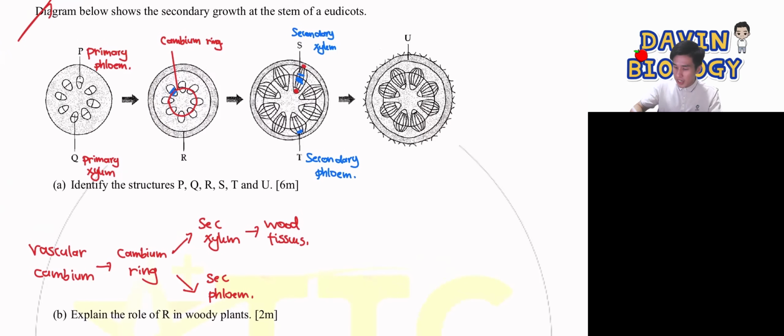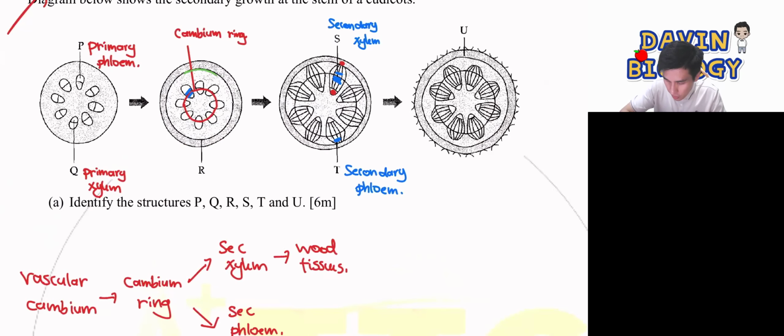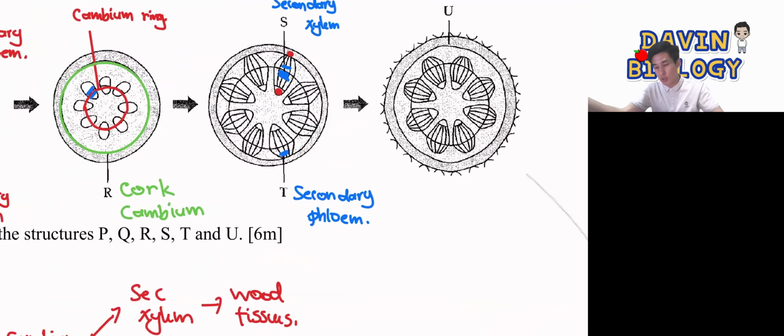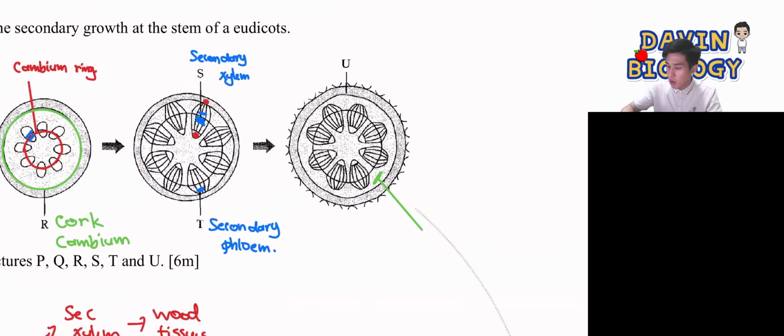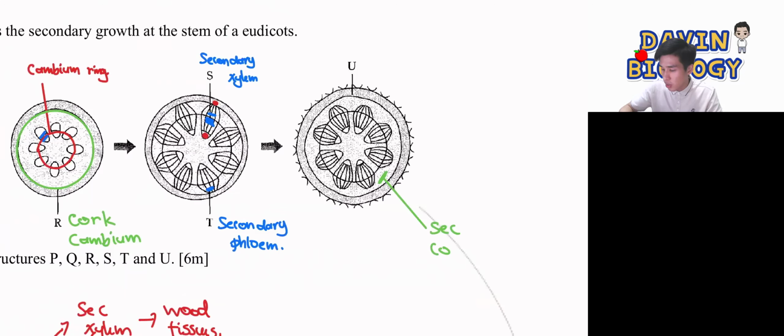Now, the second ring, which is outside, the one pointing at R, is called C-O-R-K, spell properly, cork cambium. What does this do? Same thing. It's going to undergo mitosis inwards and outwards to form one inner new tissue and one outer new tissue. So what are the outer and inner tissues that they form? When you undergo mitosis inwards, there'll be new tissue inside, which they didn't label, so I'll label it for you here. This is called the secondary cortex.